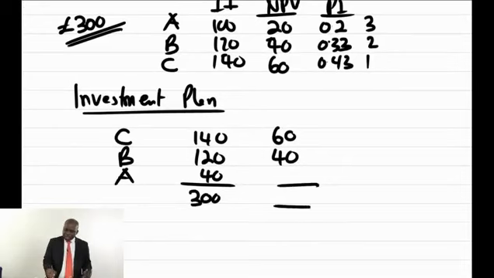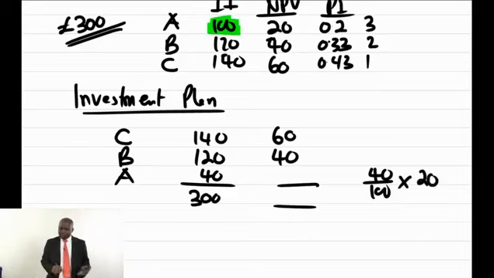Because A is divisible, I am doing 40 out of the 100 that A will require, and as such, I will enjoy 40% of its worth, the 20. So 40 divided by 100 times 20 gives me 8. So the total NPV I will get here will be 108.